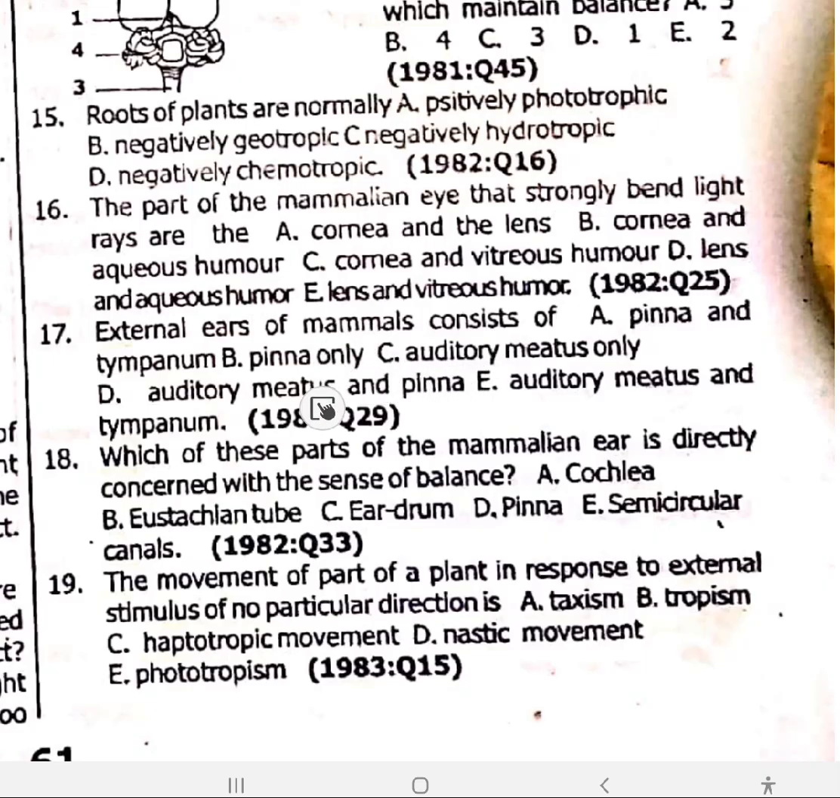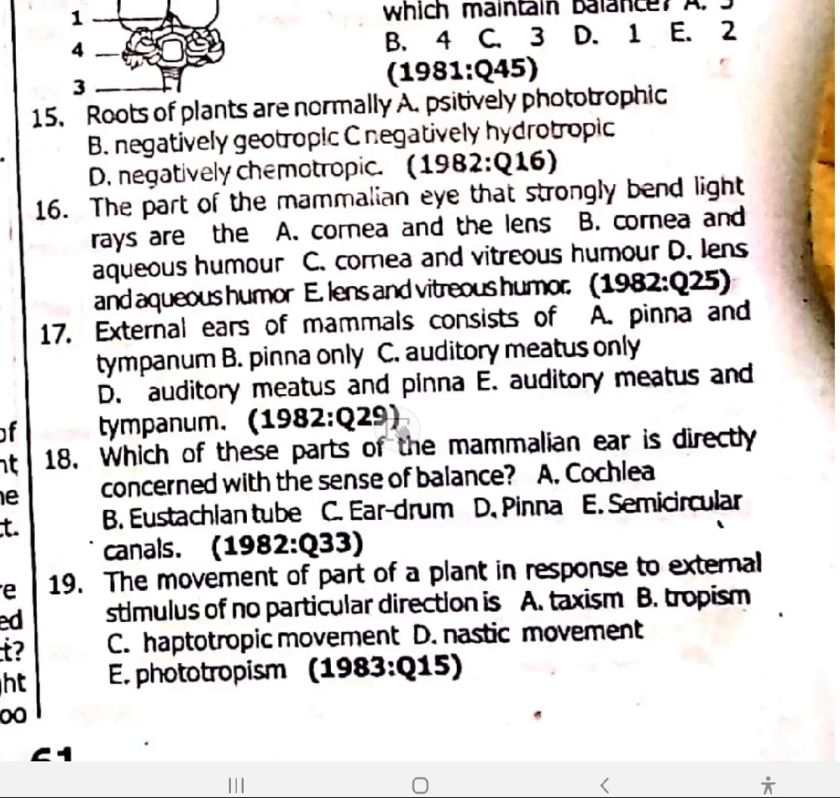All right, we'll move to the next. Number 17. External ears of the mammal consist of the auditory meatus and the pinna. Option D. Auditory meatus and the pinna. Now, external auditory or acoustic meatus.